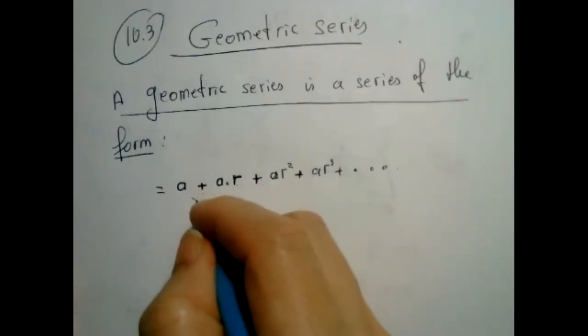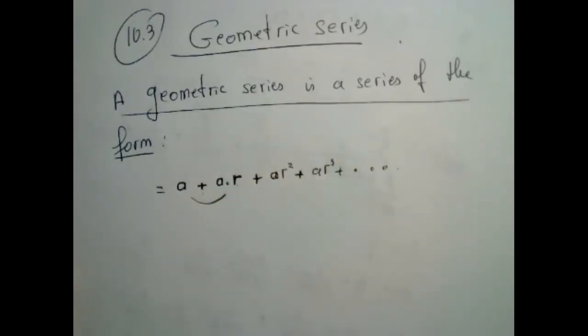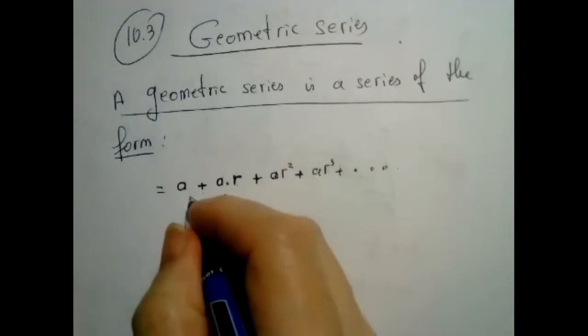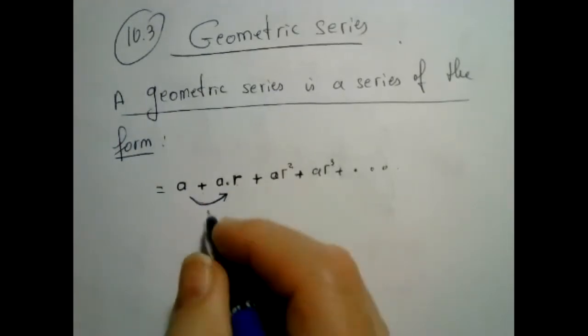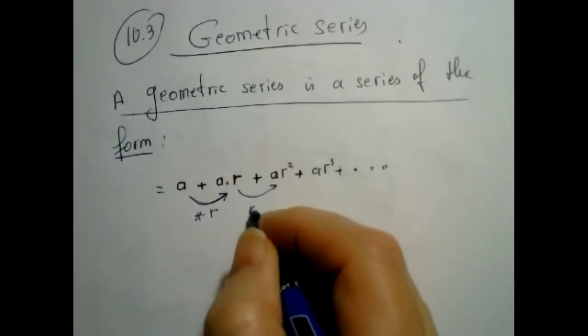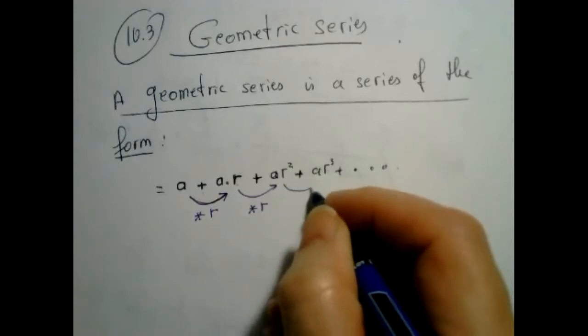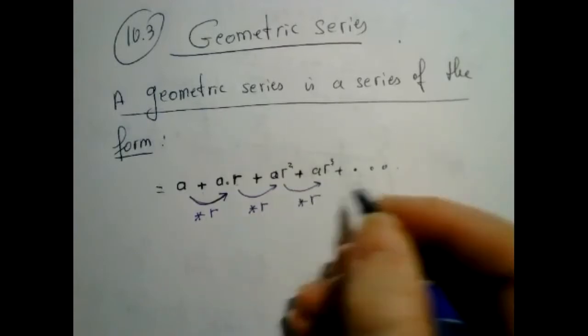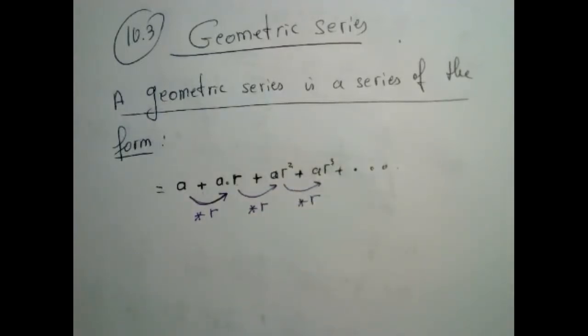So from here to here, from here to here, we multiply by r. From here to here, we multiply by r, multiply by r, and so on and so forth. That's a very specific type of series.